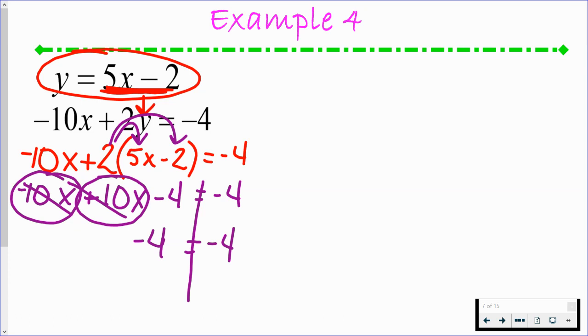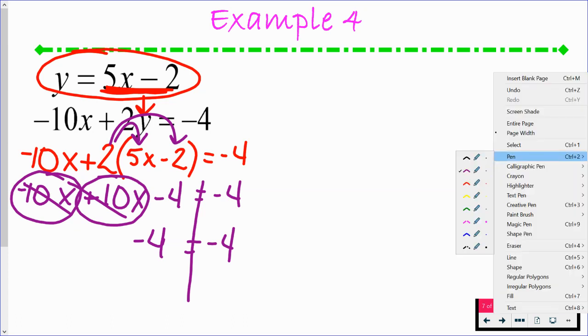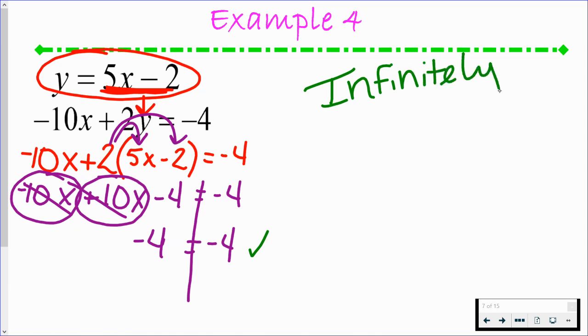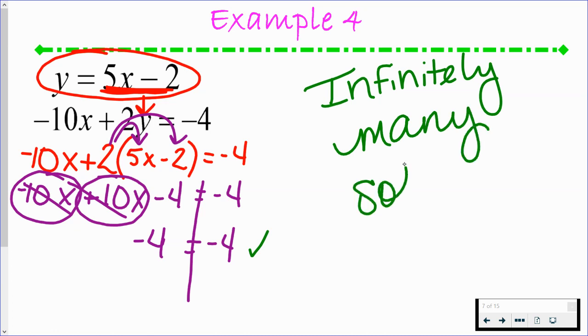So listen up. If your variables end up canceling out and you're left with a true statement, then it's infinitely many solutions. So I'm going to ask myself, is negative 4 equal to negative 4? Is that a true statement? It sure is. So since it's a true statement, that means this would be infinitely many solutions.